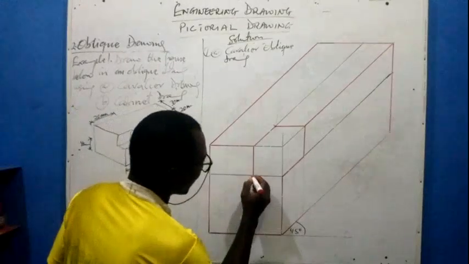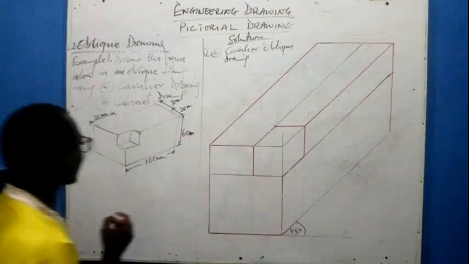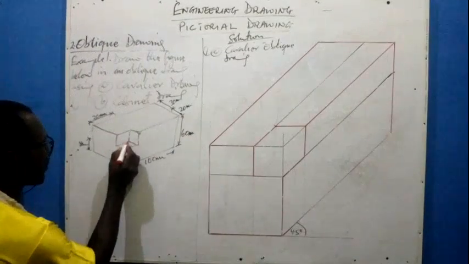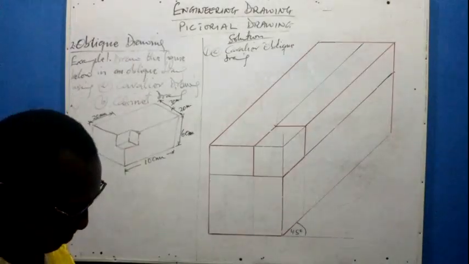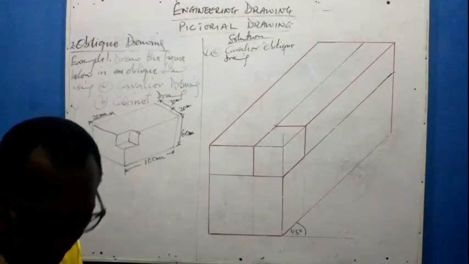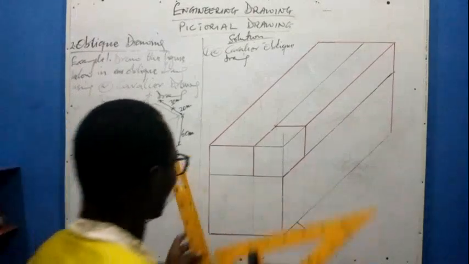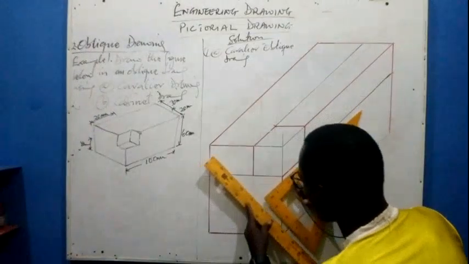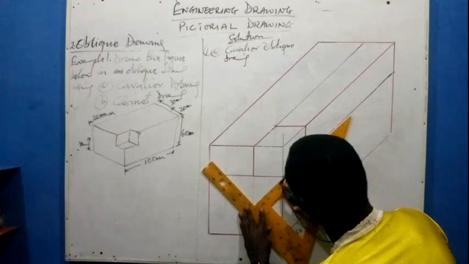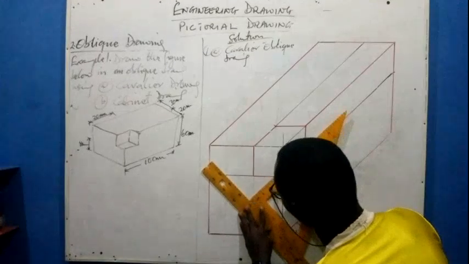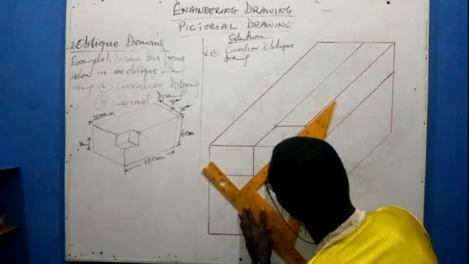Now there is a point here. Are you seeing this from here to here? Is parallel to this line. So I'll place my set square on this line, then project it to array to that point. Are you seeing?